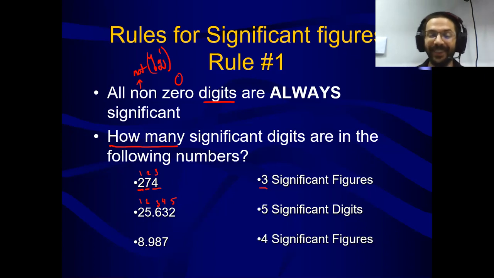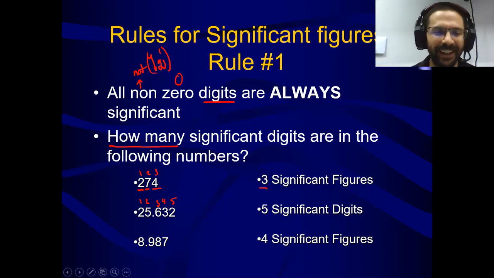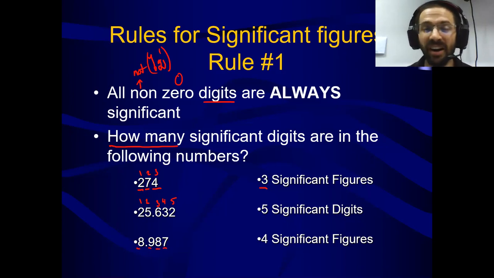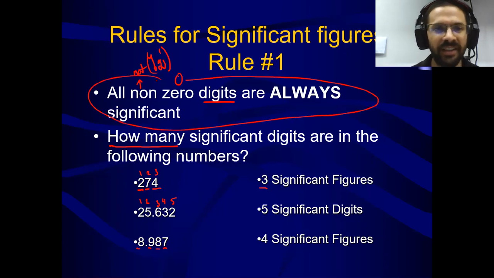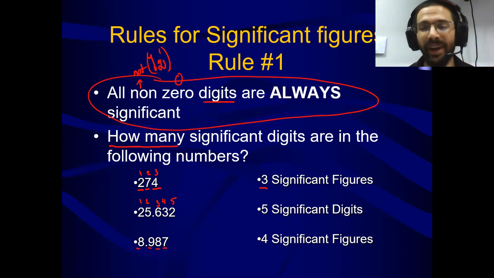Were you thinking 4? You are correct. That's very good. There's 1, 2, 3, 4. What's the rule? All non-zero digits are always significant. So if you see a 0, that's when you have to think, is it significant or not?